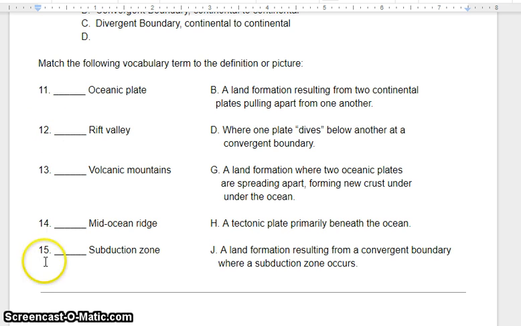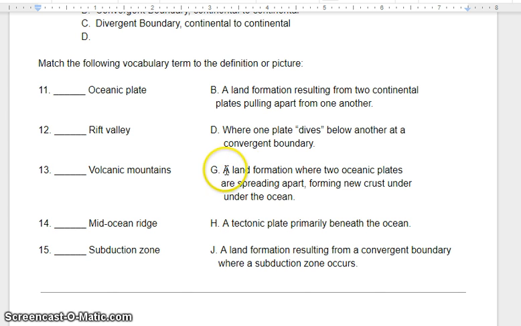All right, for 11 through 15, you're matching these vocabulary words with these definitions. We have oceanic plate, rift valley, volcanic mountains, mid-ocean ridge, subduction zone. Letter B. A land formation resulting from two continental plates pulling apart from one another. Which of those is that? D. Where one plate dives below another at a convergent boundary. So it goes under another. D.